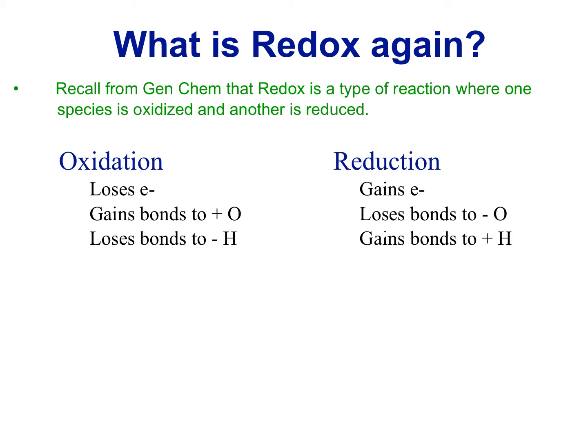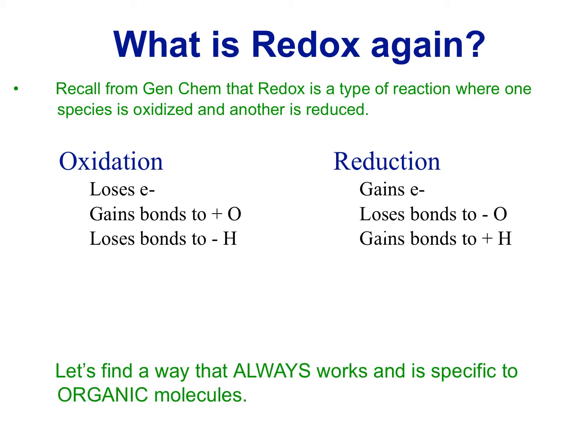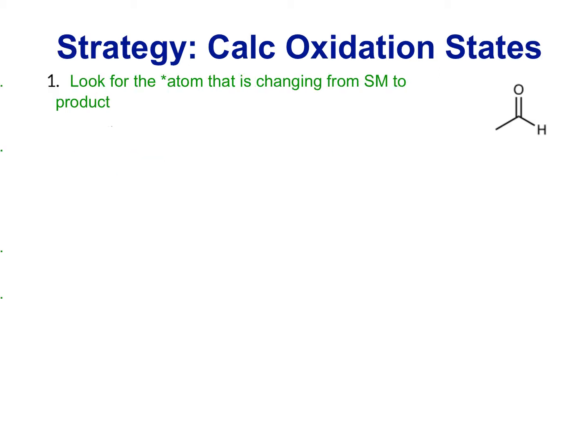In a similar way, you can look at what's bonded to hydrogen. Oxidation would be losing bonds to hydrogen, whereas reduction would be gaining bonds to hydrogen. So this goes to show that we have some strategies already. However, we really want to find a way that always works and that is specific to organic molecules. So without further ado, let's figure out how we're going to do that.